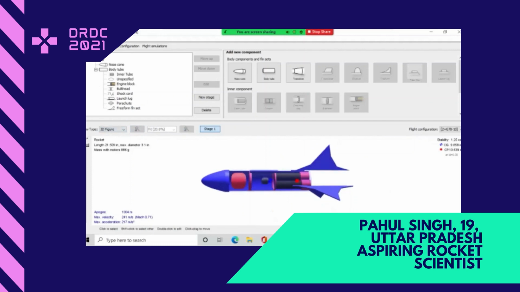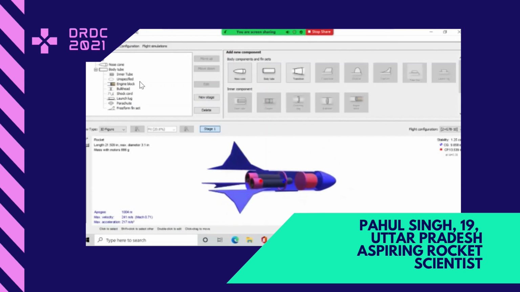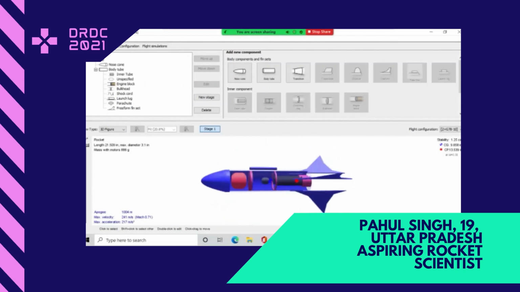As you can see, this is the parachute, and this is the engine block that covers the engine so that it doesn't move up and down. This is the shock cord, the black one, and the payload is present in the cone, or the nose of the rocket. I have specially designed these wings, which are very aerodynamically stable and improved to tackle the aerodynamic forces present in air.